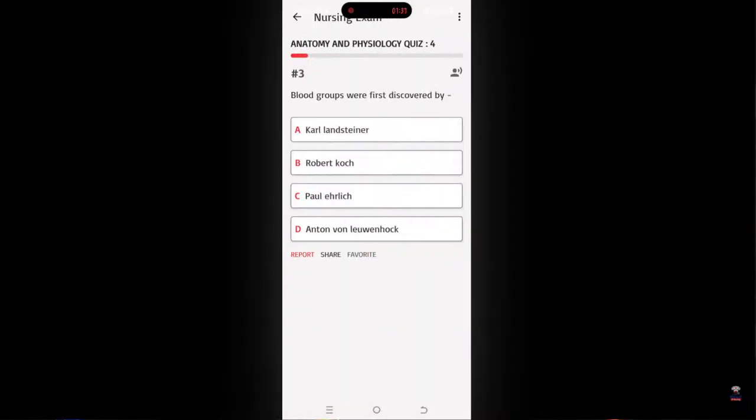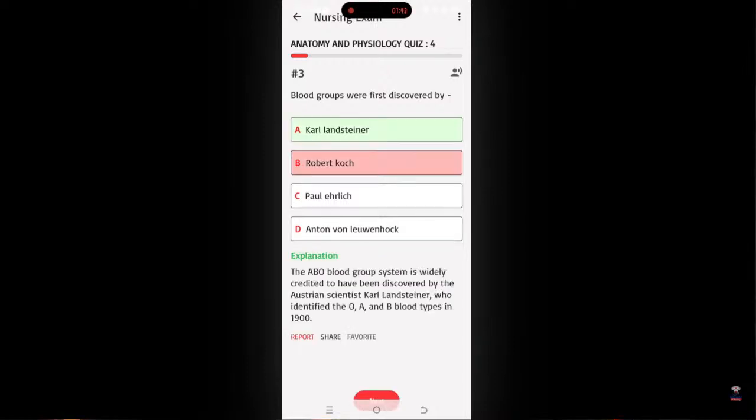Blood groups were first discovered by A. Karl Landsteiner, B. Robert Koch, C. Paul Ehrlich, D. Anton von Leeuwenhoek. No, the correct answer is A. The ABO blood group system is widely credited to have been discovered by the Austrian scientist Karl Landsteiner, who identified the O, A, and B blood types in 1900.